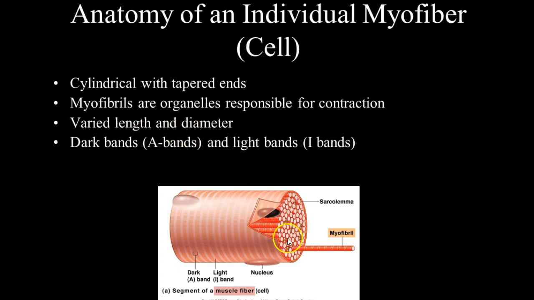So if we look at each individual muscle cell, each muscle cell is basically shaped like a cylinder, and these are what's responsible for actually causing muscle contraction to occur. They vary in length and diameter, so some are thicker than others and some are longer than others. And you can actually visibly see dark bands and light bands. These are the striations when you look at skeletal muscle under the microscope.